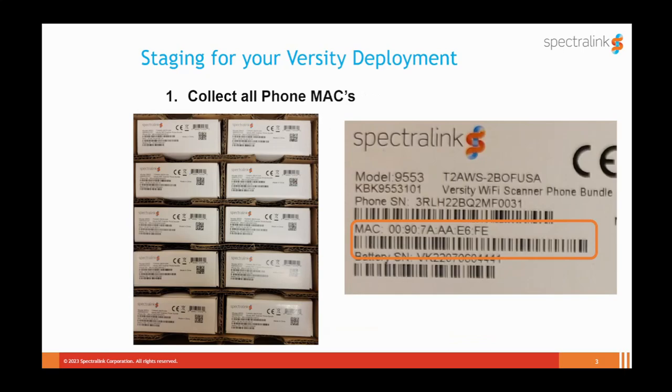The next thing you want to do is collect the phone MAC addresses. This is so we can build out a CSV spreadsheet and upload it into the SAM server a little bit later, along with our SIP extensions for each one of those phone devices. So you can see here on the left we have a box of phones that come in a box of 10. Each box for each individual phone is labeled with its own MAC address and serial number. You can see it's a barcode, so if you have a barcode or an application that scans barcodes, you can collect them that way or any other method you choose.